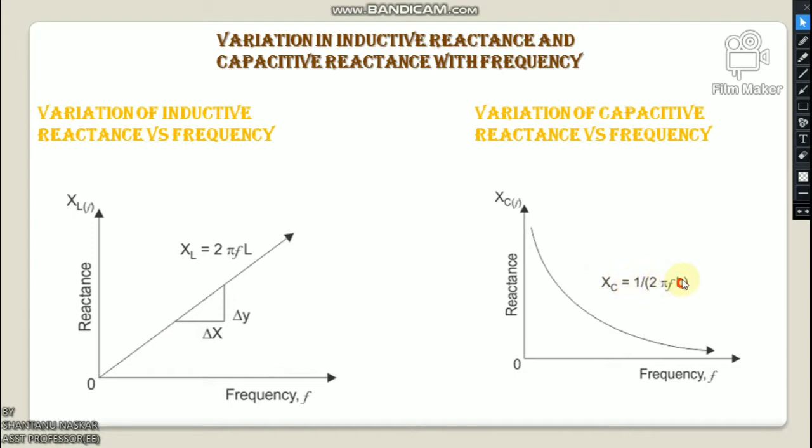So in case of DC, or when frequency is 0, capacitive reactance becomes infinity and circuit behaves as open circuit, and when frequency increases and becomes infinity, capacitive reactance decreases and becomes 0 at infinite frequency. At that point the circuit acts as short circuit, so the capacitive reactance increases with decrease in frequency. And if we plot a graph between capacitive reactance and frequency, it is a hyperbolic curve, which is shown in this figure.